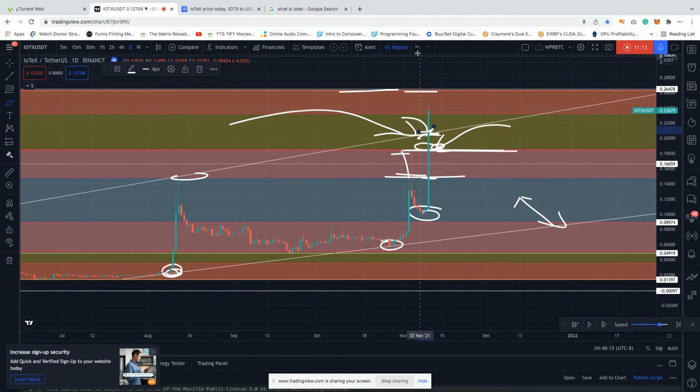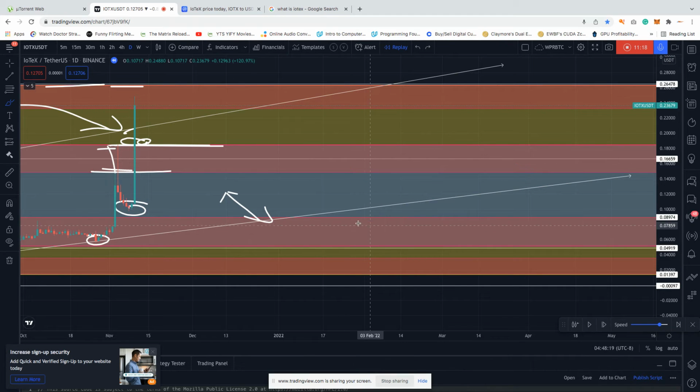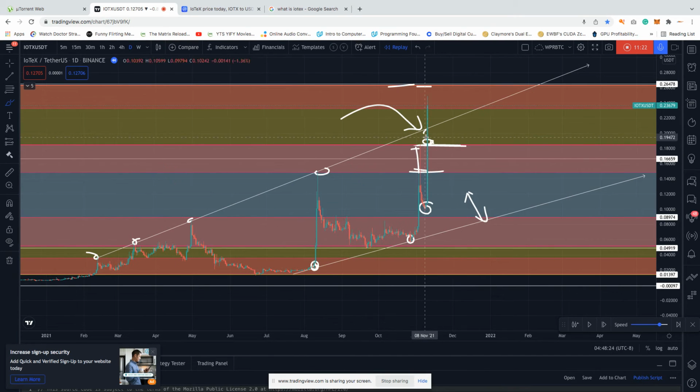Why? Because there's no meeting point at this point. So chances of it getting cleared are very, very high.